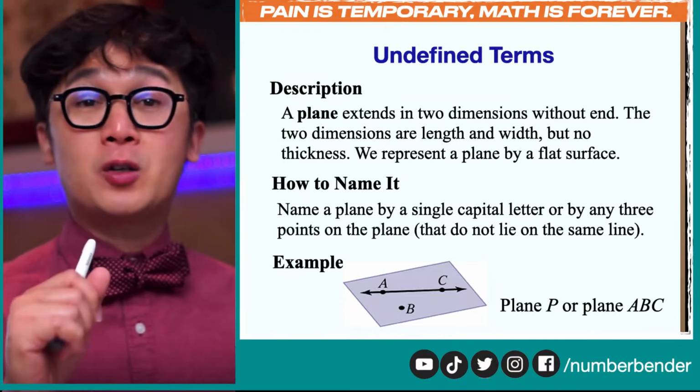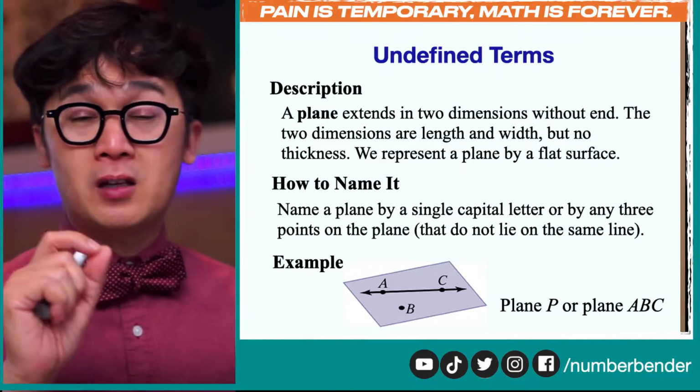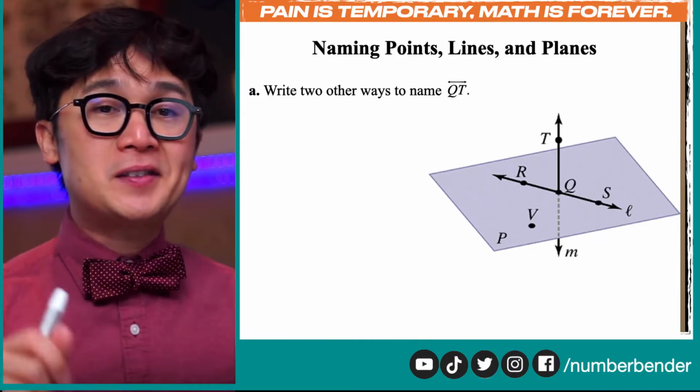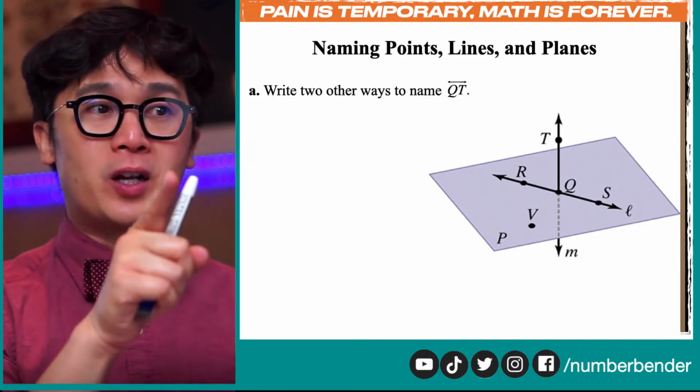So now that we know how to use symbols to represent points, lines, and planes, let's see if we can identify these points, lines, and planes in this figure that we are seeing right now.